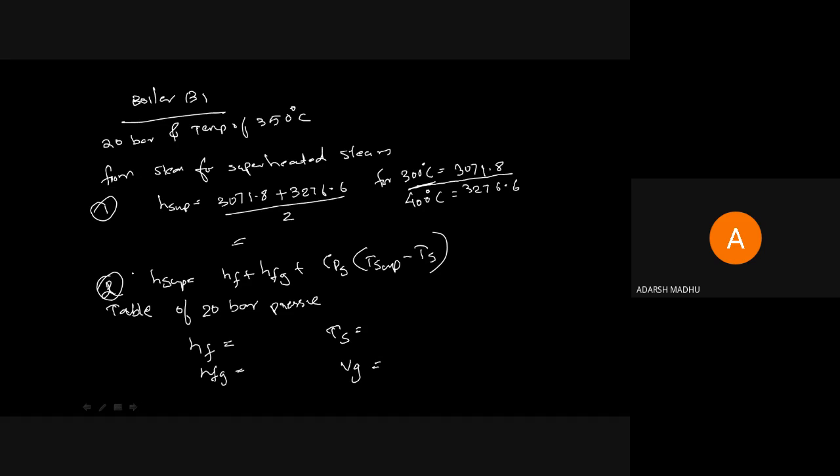If the temperature and pressure of superheated steam are given in your problem, you can take this method. Okay. If the temperature value and pressure value for superheated steam are given, you can take the first method. But if the temperature is given and the pressure is not given, if any one of the properties is not given for superheated steam, you cannot take this method.